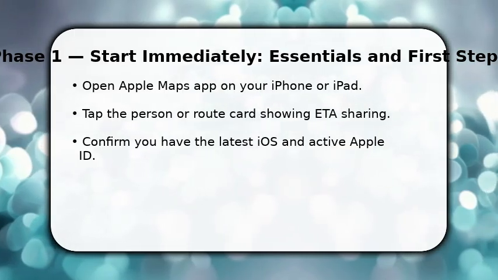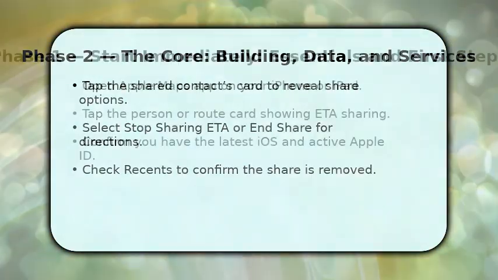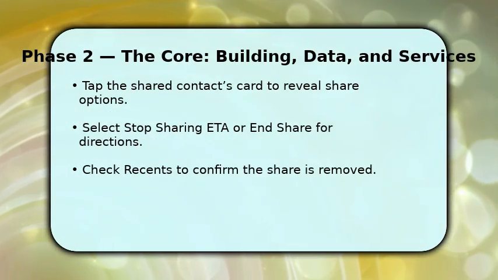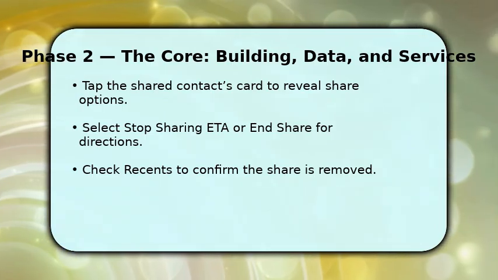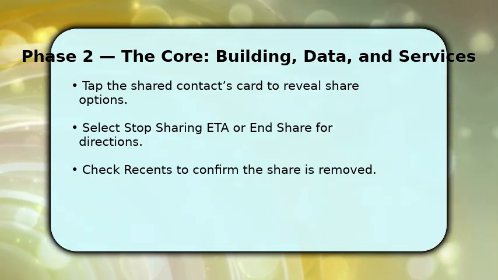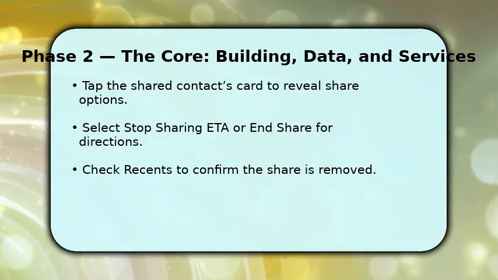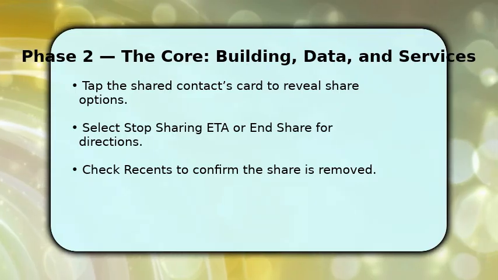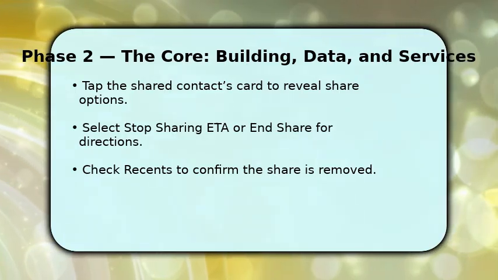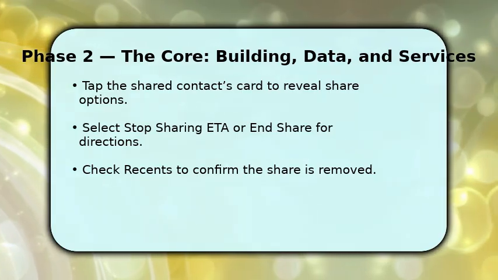Now, proceed to the share controls displayed on that card to change the sharing state. You'll now focus on the share options. Tap the contacts card to reveal buttons like Stop Sharing ETA or End Share. Apple requires you to end the active ETA share from this exact menu. Choose Stop Sharing ETA to stop live ETA updates for that person, because toggling device-level location won't remove the ETA link. Once done, Maps will update the share state in real time.